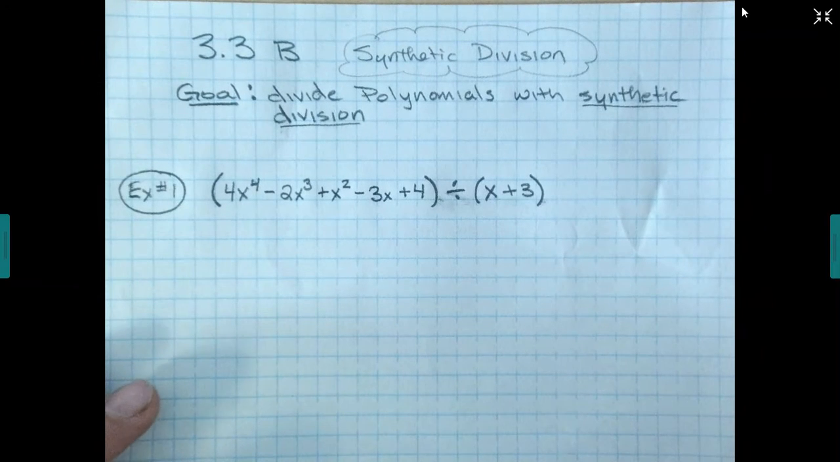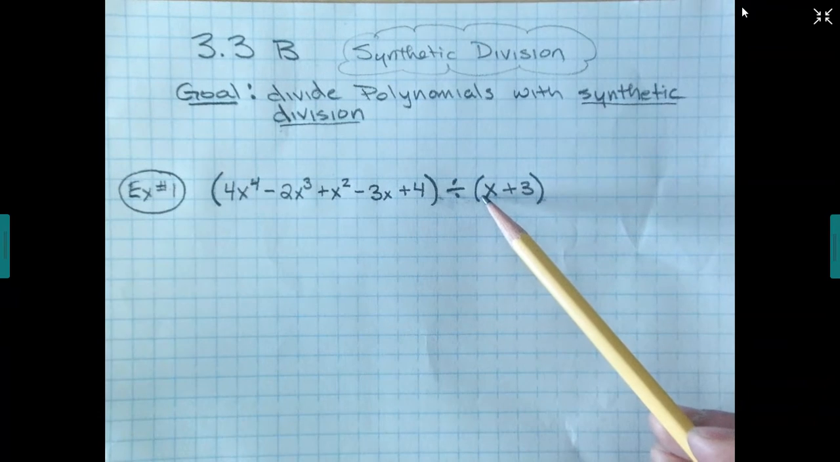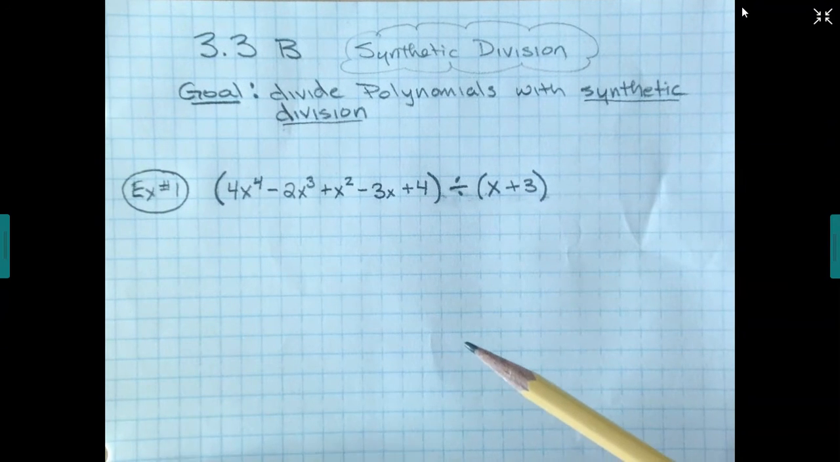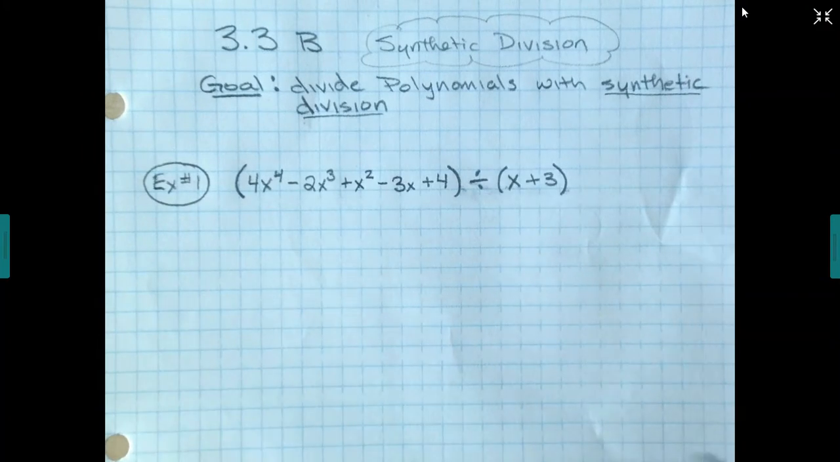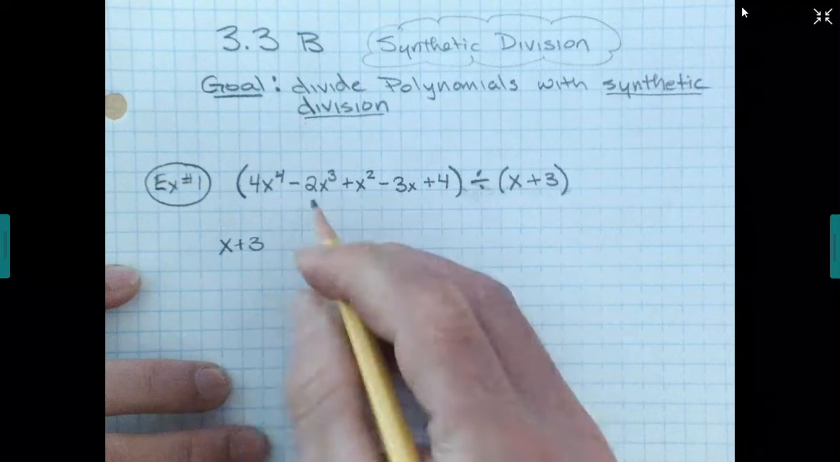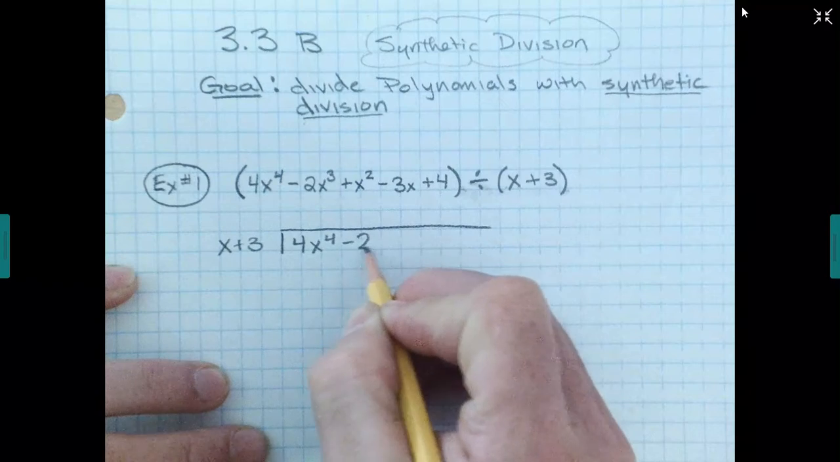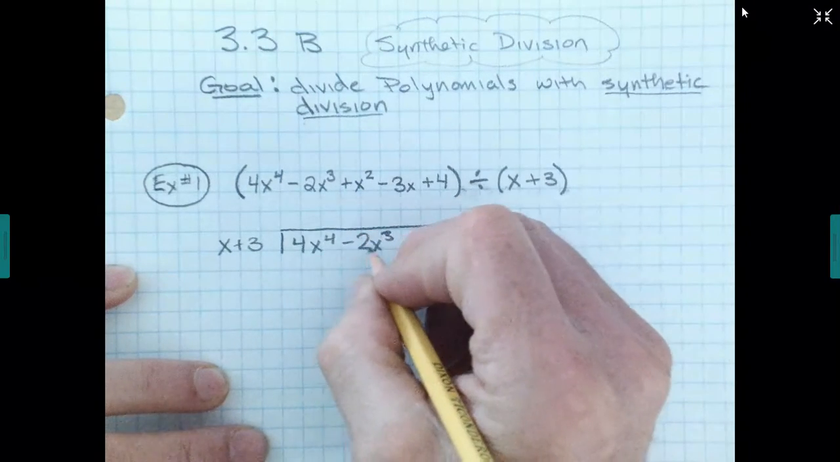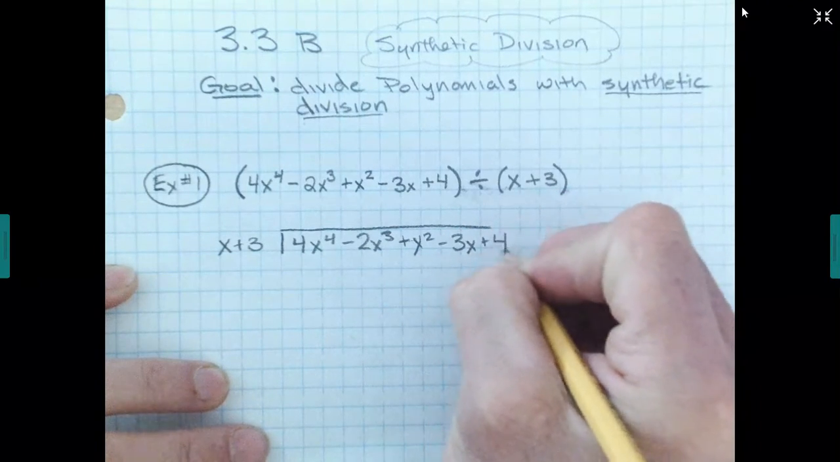Now, the first thing to know about synthetic division is it only works if the leading coefficient is 1. The leading coefficient has to be 1 in order for this to work. So let's check it out. How do we do this with synthetic division? If we were to write it up like we were doing long division, we would write it like this: 4x to the fourth minus 2x to the third plus x squared minus 3x plus 4.